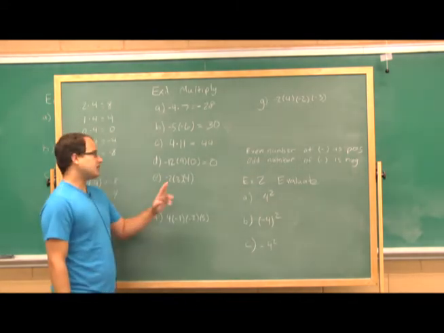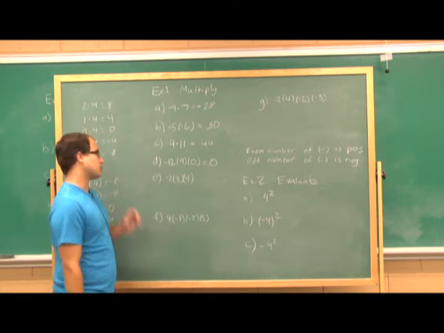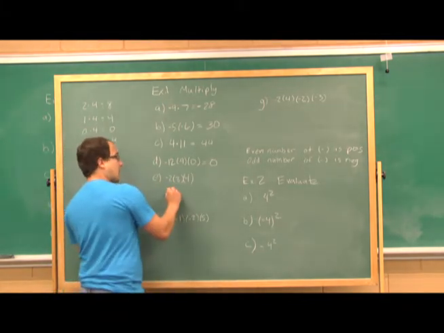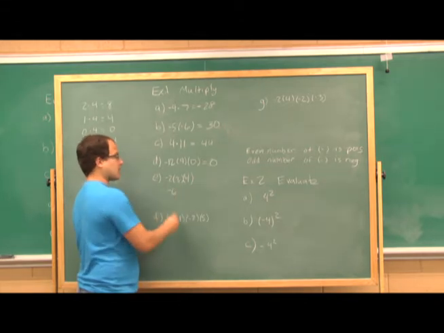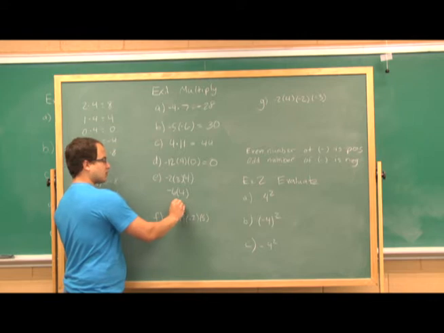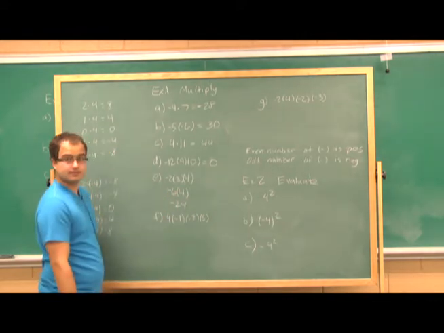Now with E, negative 2 times 3 times 4. You go left to right. Negative 2 times 3 is negative 6 because they have opposite signs, it's negative. And then negative 6 times 4 is, well, 6 times 4 is 24. They have opposite signs, so it's negative 24.